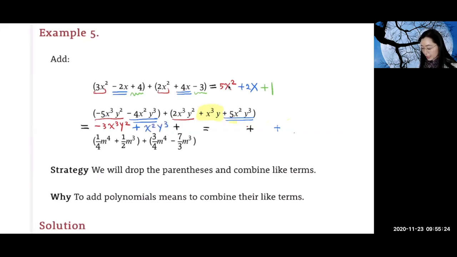And then the last, this one over here, there's no other term to combine with this one. It is not like any other term. So we just copy this down. Okay, so I think that's it.